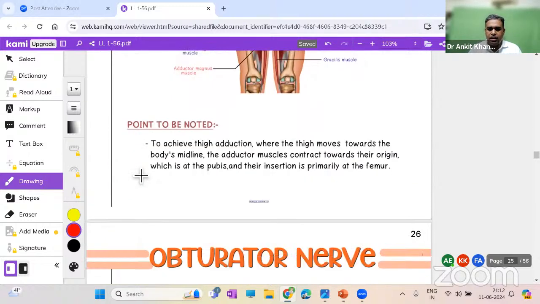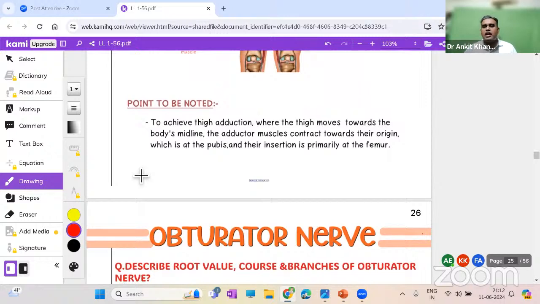Muscles, you can draw diagrams. Points to be noted: to achieve thigh adduction, where the thigh moves towards the body's midline, the adductor muscles contract towards the origin, which is at the pubis, and the insertion is triangular. It goes from the pubis into the femur, right? It goes from there to there. So remember this point.